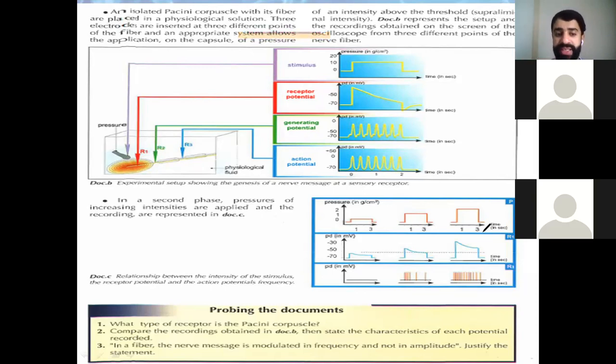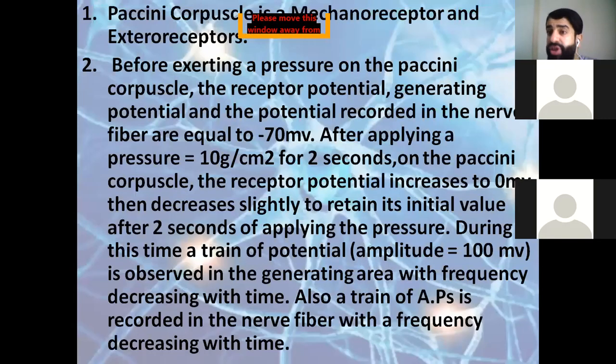So here, number one, they ask what type of receptor is the Pacini corpuscle. Part two, they want us, by probing the documents, to compare the recordings obtained in document B, and then state the characteristic of each potential recorded. Part three, they say in a nerve fiber, the nerve message is modulated in frequency and not by amplitude. Already we described this. They said justify this statement. If you remember, these are similar to the one that we solved in the introduction, the application about effective and ineffective, and then we have the graph coding for frequency, higher frequency or lower than the normal frequency.